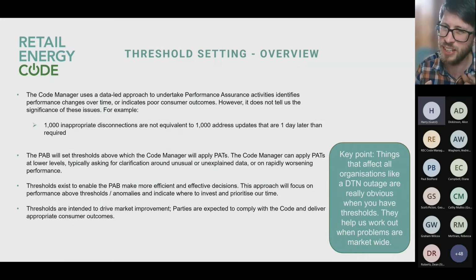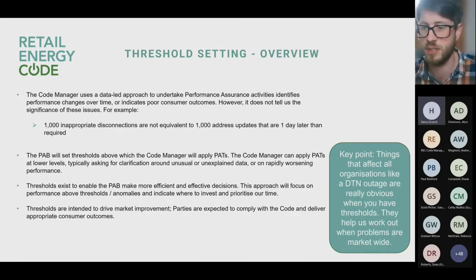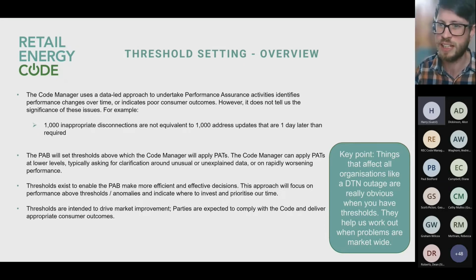I think the key point here is that thresholds help us tell the difference between things, and it's not just those 1,000 inappropriate disconnections or 1,000 address updates. A really clear example that would be flagged up by the use of thresholds is the recent DTN outage. We had lots of questions, and I totally understand why, where people said the DTN was down, I needed to send my flow at that time to meet my SLA.